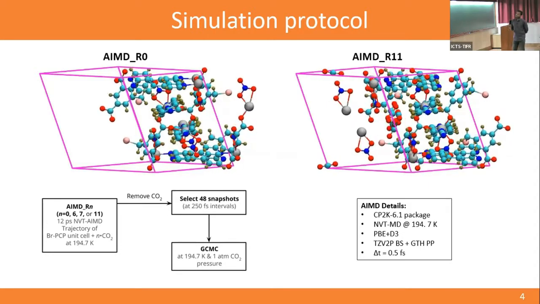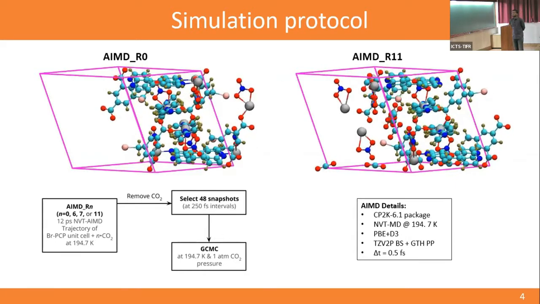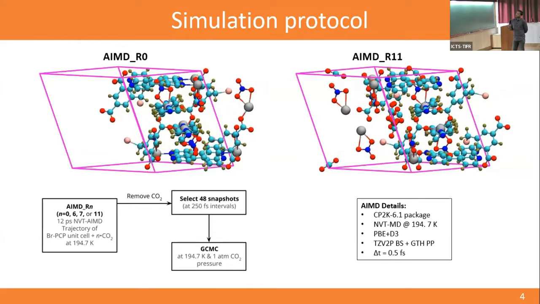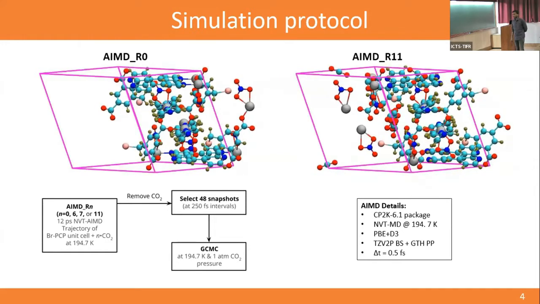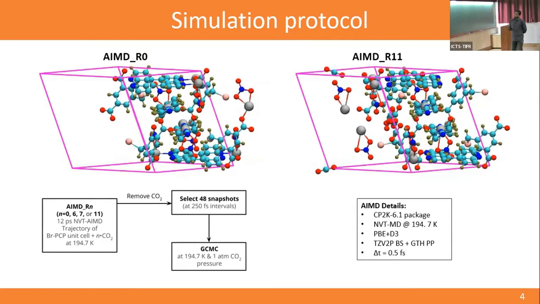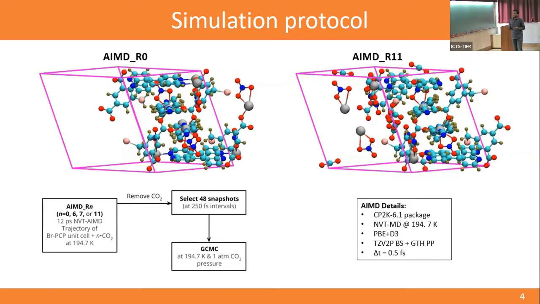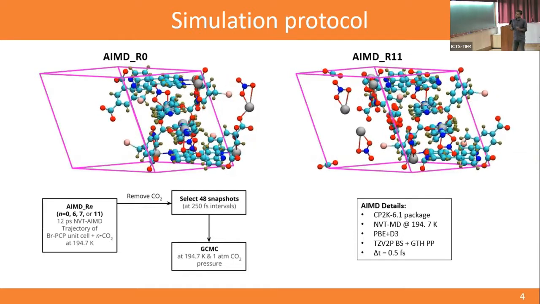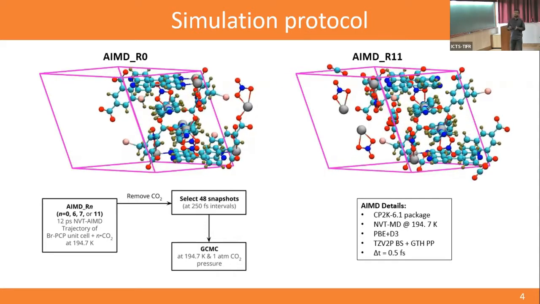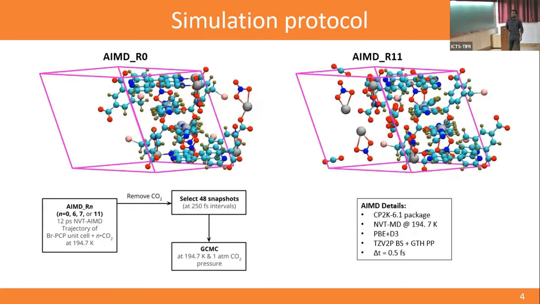Then I perform AIMD on both these unit cells for 12 picoseconds after equilibration. Those trajectories I call R0 and R11. Then I take framework snapshots, ignoring the atoms of the gas molecules. On these framework snapshots, I perform grand canonical Monte Carlo simulations to calculate the CO2 uptake amount at 195 Kelvin.